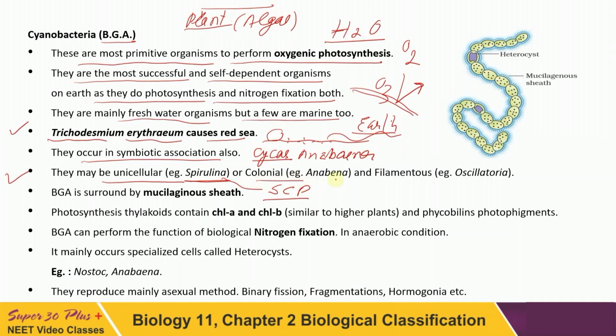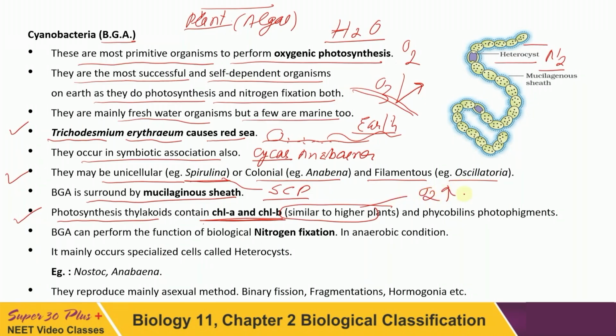It may be colonial, or it may be filamentous, that is Oscillatoria. This is a diagram of this filamentous one. This is a colonial one, wrapped in a mucilaginous sheath, which is a protecting one. This is non-motile, and it has some specific cells known as heterocysts, which are thick-walled, and these are responsible for nitrogen fixation. So you see the same thing here. Cells are surrounded by a mucilaginous sheath. Very important point: in photosynthesis, the thylakoid contains chlorophyll a, which is similar to higher plants, and because of this they are able to release oxygen in photosynthesis.